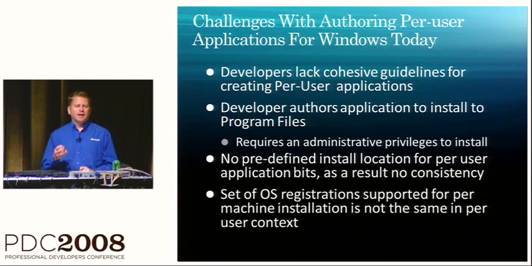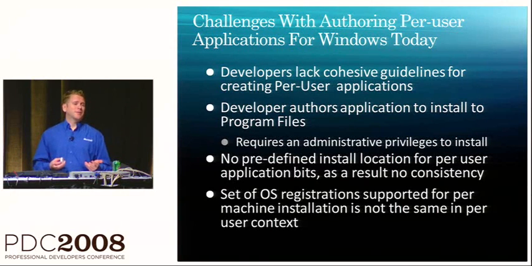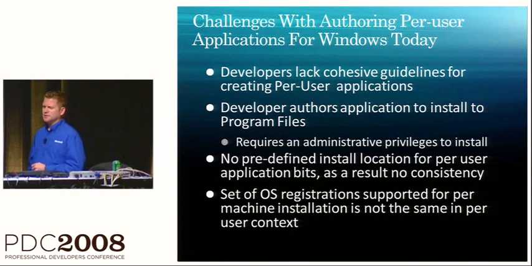In addition, we added new functionality in Windows Vista in the Windows Installer that allowed you to create an MSI package that didn't require elevation, but we didn't provide any guidance for things like, well, if I'm not elevating, where do I install my application to? I can't install it to Program Files. Where do I put it? Right? So there was nothing that existed there. So we wanted to fix that in Windows 7.